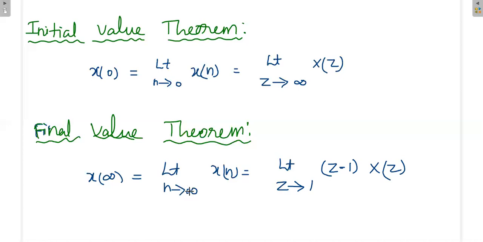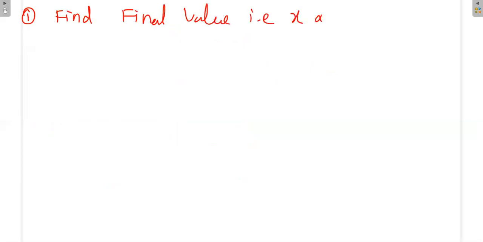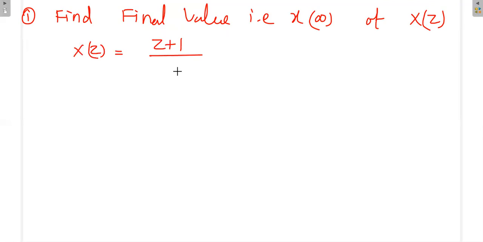Find the final value, that is x of infinity, of the given x of z. Now we are given x of z, whose value is z plus 1 divided by 3 into z minus 1 into z plus 0.9.